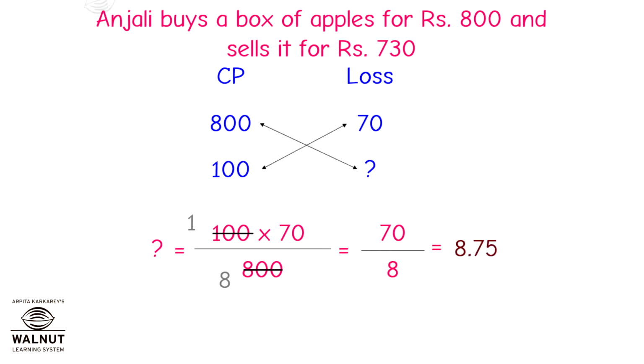We simplify this and we get 8.75. So, on rupees 100, the profit is rupees 8.75, that is 8.75%. Sakshi's loss was 20% and Anjali's loss was 8.75%. So, Sakshi suffered more loss.